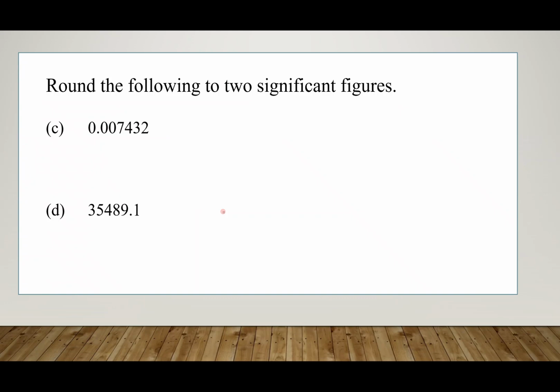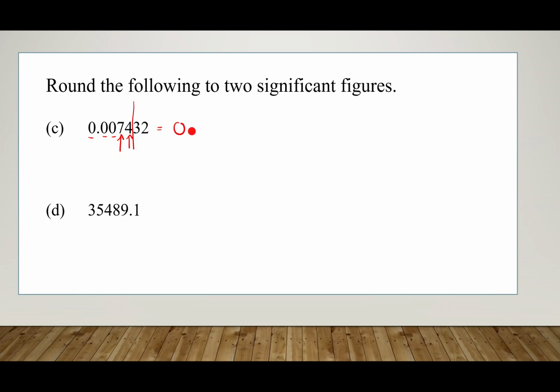In these next examples, I'm going to round to 2 significant figures. Now you'll notice in part C that I've got some zeros at the beginning of my number. These are not significant, so they are not included when we start counting. So my first significant figure is going to be the 7, and my second significant figure is going to be the 4. Now, just like I did before, I'm going to look to the right. The number on the right is less than 5, so I'm not going to round up.